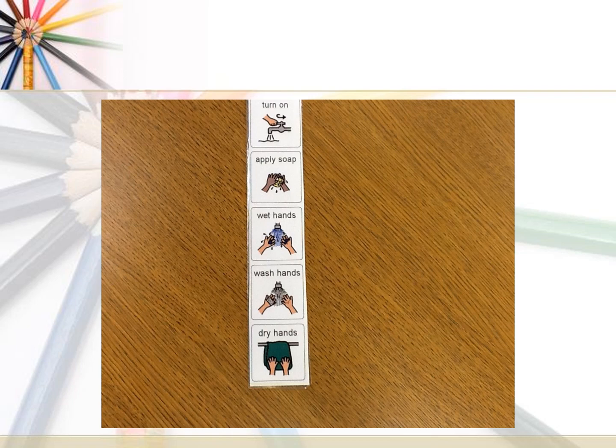I think a lot of us use this strip, this mini schedule, to help break down a demand that we might ask the kids to do. So a demand we often ask the children to do is to wash their hands, and they have to learn the steps in washing their hands. But if you look closely at this strip, I want you to see if you can figure out what might be missing from this strip.